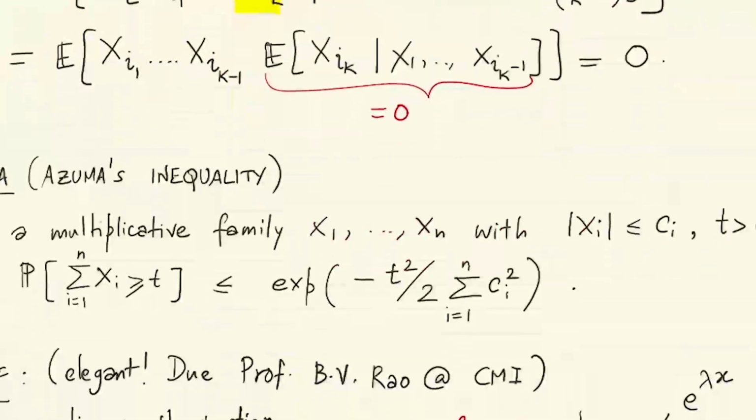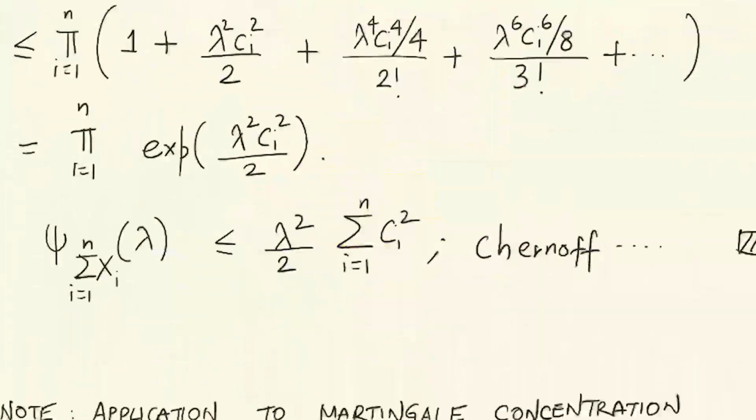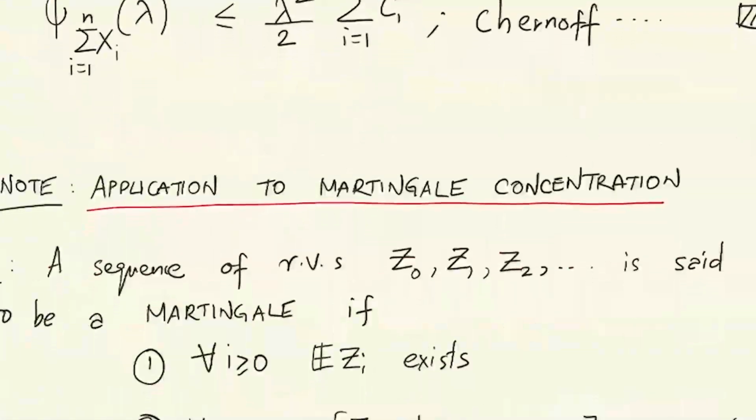What it gives you is a tail bound for the sum of a multiplicative family of random variables, a tail deviation bound. Okay. Now, why is it useful? We'll give a glimpse of why it can be used very, very effectively. This is a section called application of Azuma's inequality to martingale concentration.